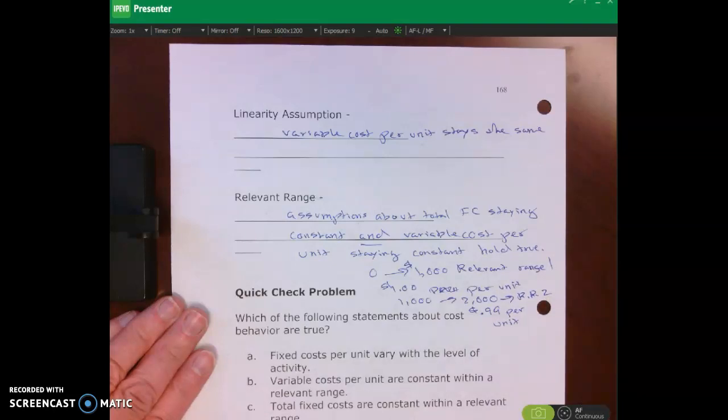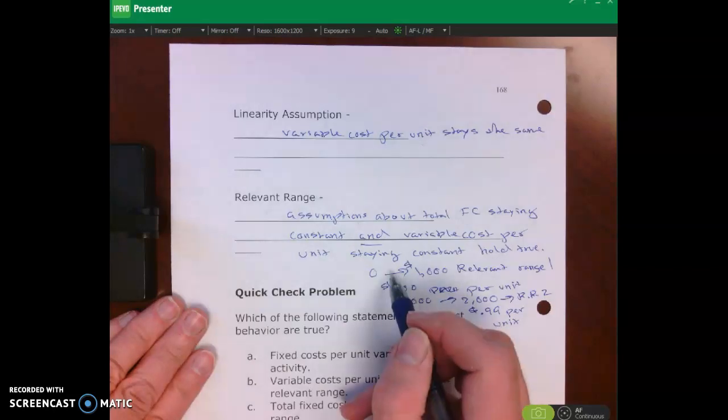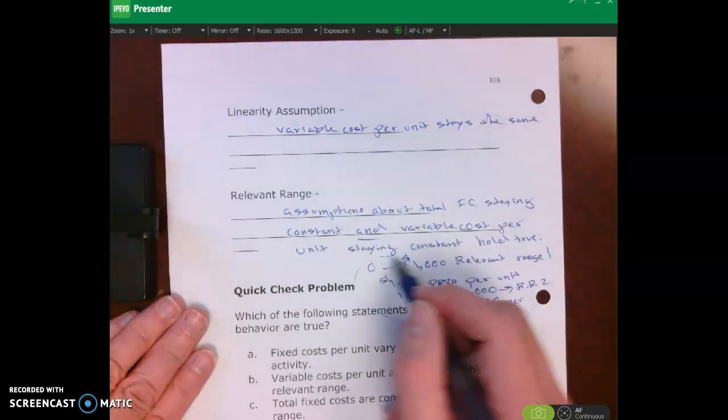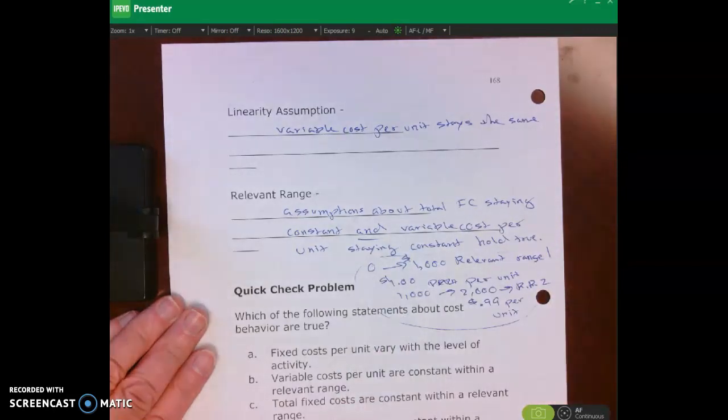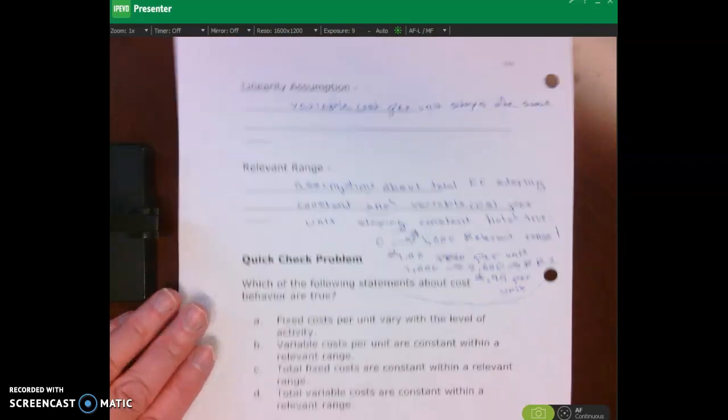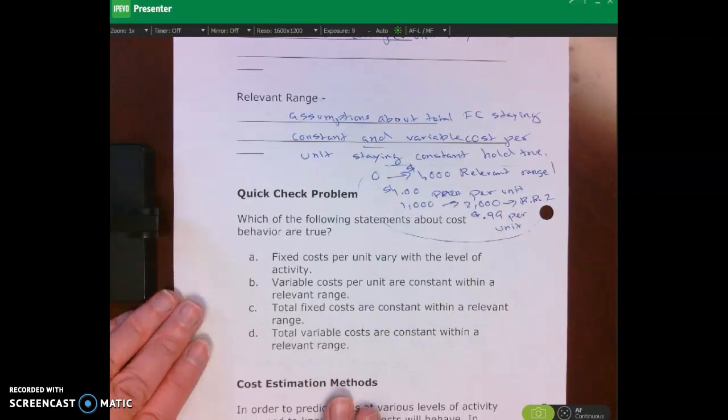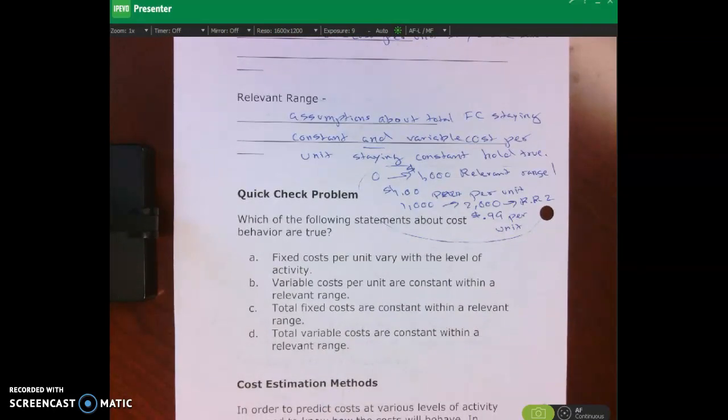Okay? In the context of this class, we're not really getting into this. We're assuming this away. We're just saying that variable cost per unit stays the same because we are within the relevant range. Okay? So let's look at these quick check problems. Which of the following statements about cost behavior are true? What I want you to do is stop the lecture video, answer this quick check problem, and then restart it and come back and check your answer.